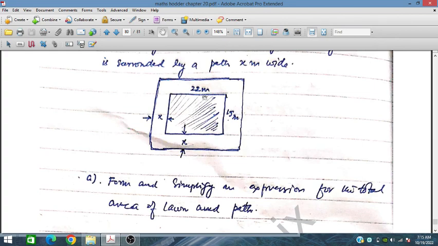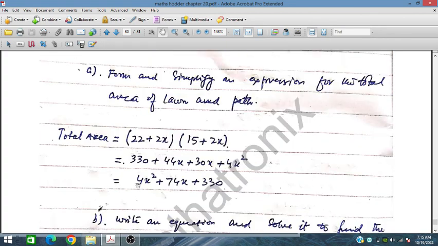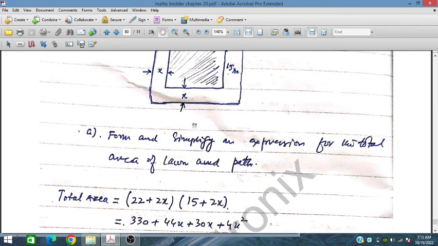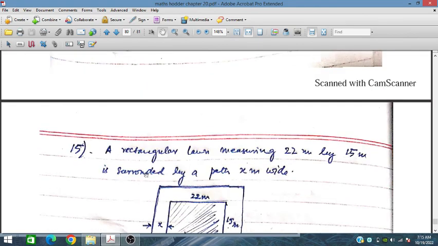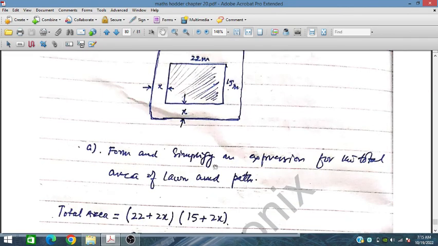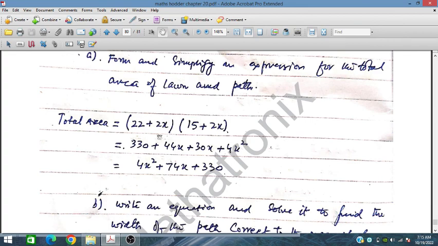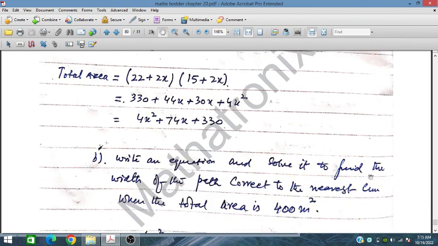This given information, the total area is this. This is a very important problem. This is very practical and very important for the examination point of view. Write an equation and solve it to find the width of the path correct to the nearest centimeter. The total area is assumed as 400 meters square. Then we have to solve for the value of x.